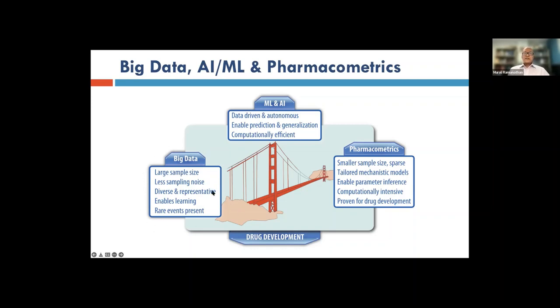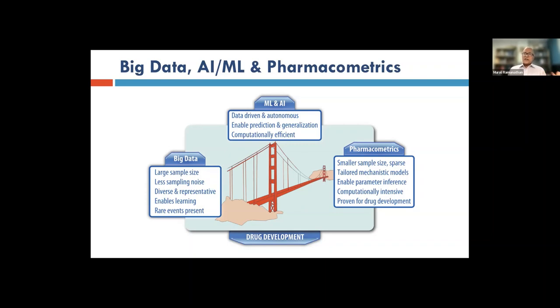And then what you have with big data, and we've alluded to many of these already in the previous slide, so I won't dwell on them: large sample size, big data after all, less sampling noise, diverse and representative if it's nicely done. And so what we think about when we think about ML and AI in my group is that AI and ML is potentially a bridge between big data and pharmacometrics.